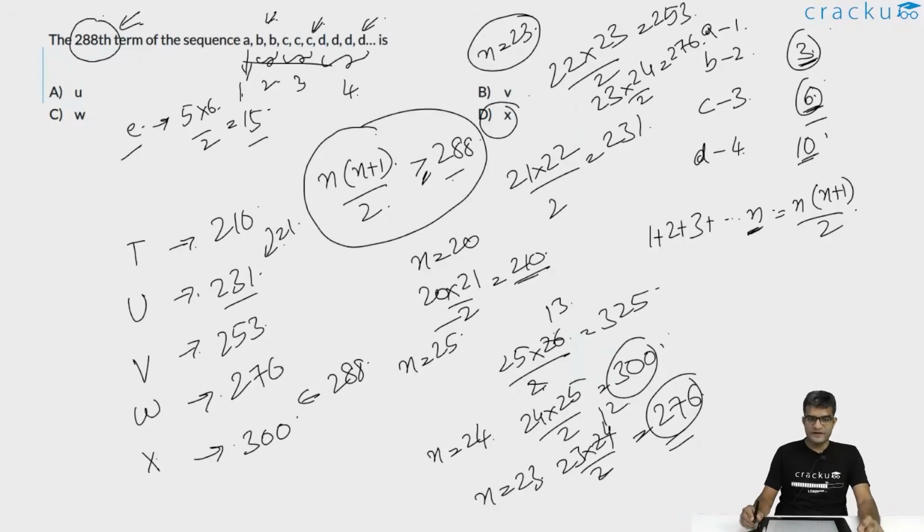Essentially what we looked for is the smallest value of n for which n into n plus 1 divided by 2 is greater than 288. And that will happen when the value of n is equal to 24. And we are looking for the 24th alphabet, which is equal to X.